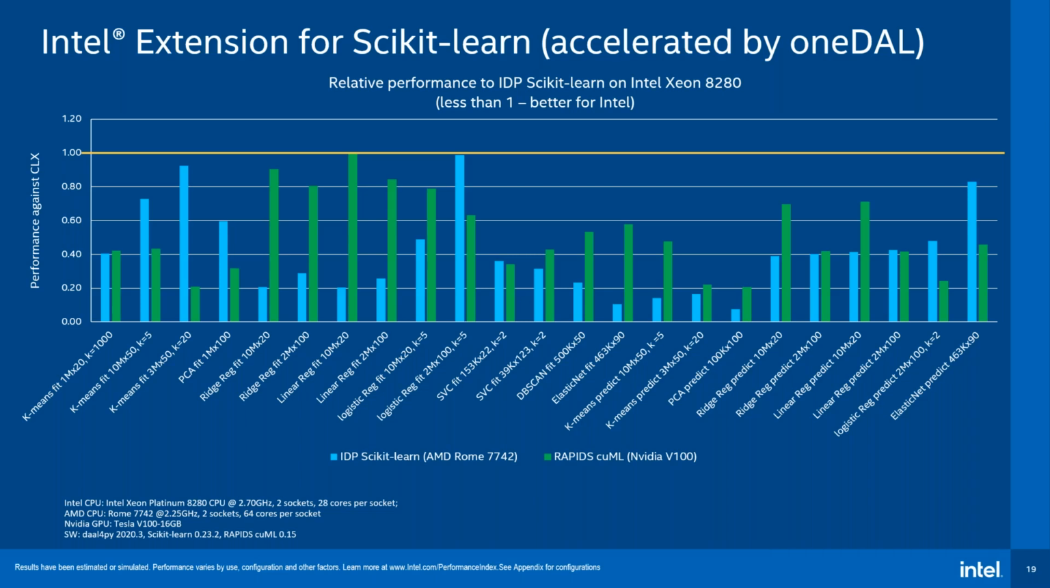You can see that the blue line is the Intel extension for Scikit-learn on AMD Rome 7742, and the green bar is RAPIDS cuML 0.15 on an NVIDIA V100. And there's a much deeper blog on the Medium website I talked about. You can go look at more details.